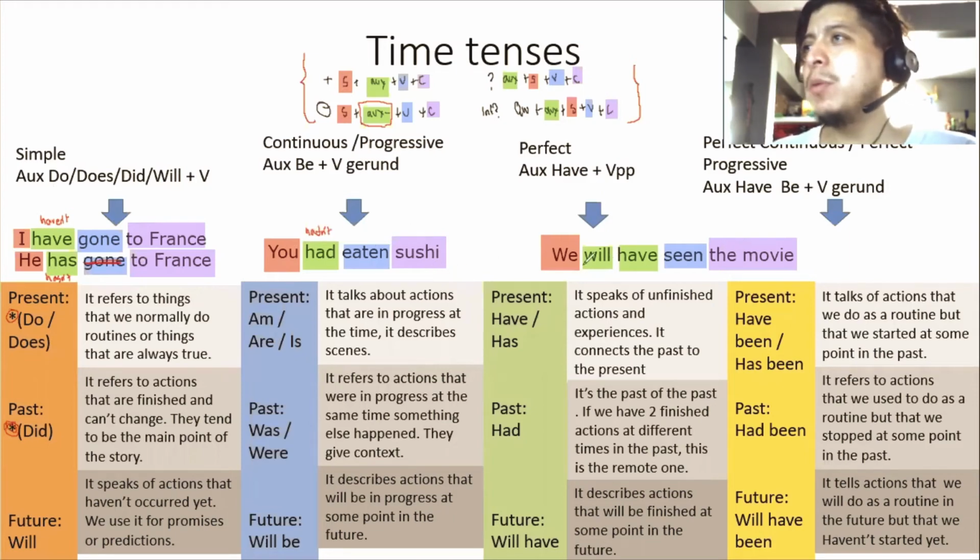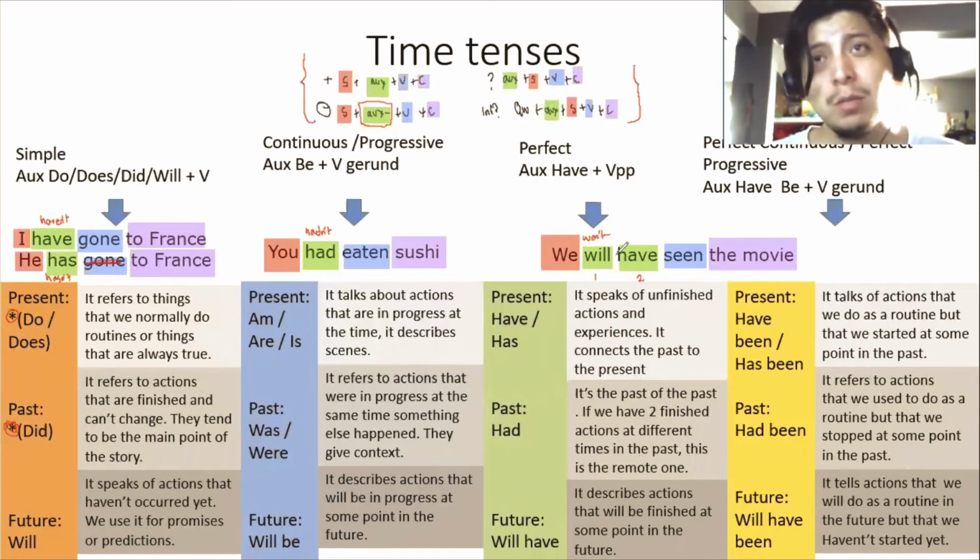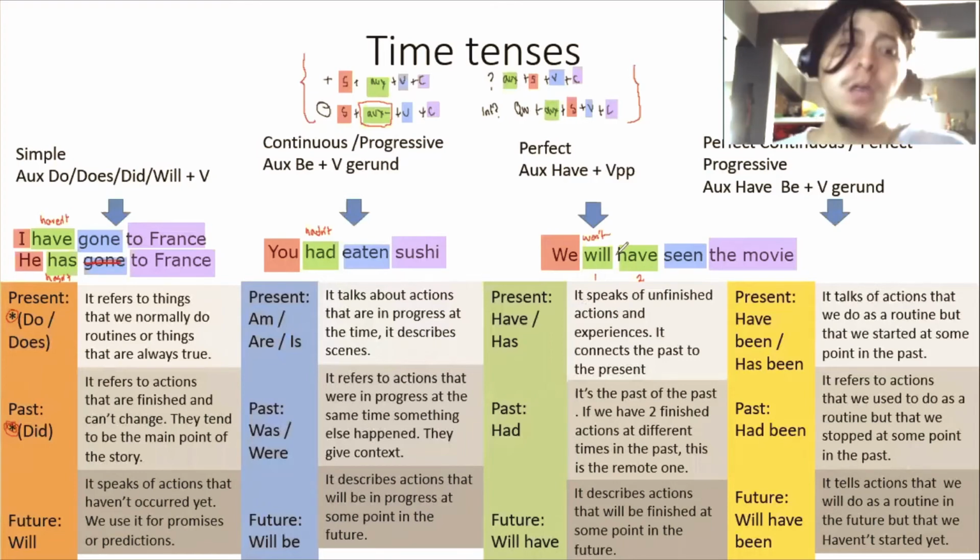We will have seen the movie. Again, we have two words. What happens when our auxiliary is two words? Only the first one takes the negative. We won't have seen the movie. Okay? Remember that when our auxiliary is more than one word, only the first one switches positions with the subject to make questions, and only the first one takes the negative. So we won't have seen the movie.